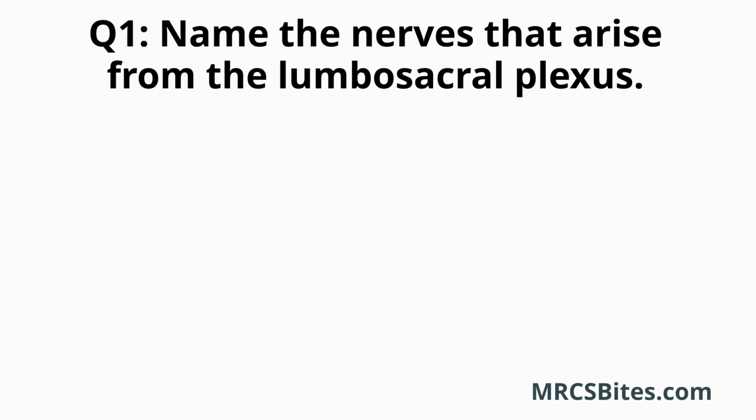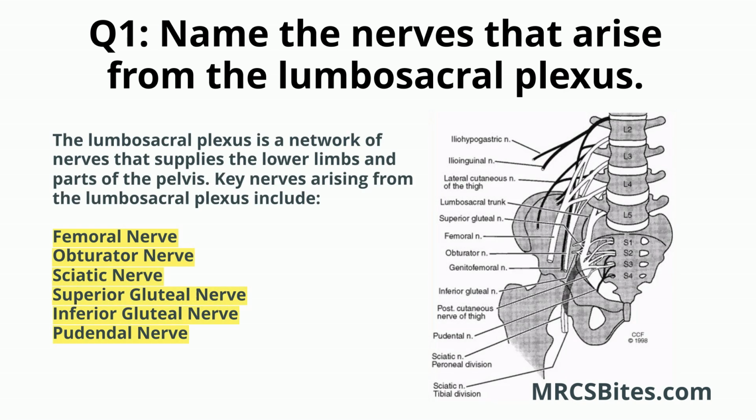Question 1. Name the nerves that arise from the lumbosacral plexus. The lumbosacral plexus is a network of nerves that supplies the lower limbs and parts of the pelvis. Key nerves arising from the lumbosacral plexus include femoral nerve, supplies the anterior compartment of the thigh and is involved in knee extension. Obturator nerve, innervates the medial compartment of the thigh, contributing to hip adduction.